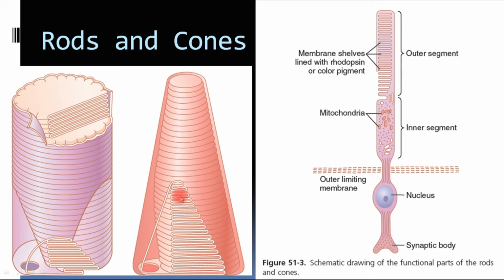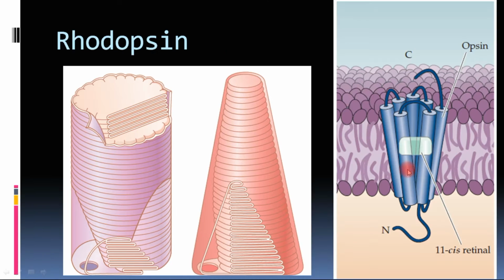Color pigments are present in the cones and rhodopsins in the rods, and these are the photosensitive pigments. In this video we are going to discuss the photochemistry of rods and rhodopsin only. Color vision and the color pigments will be dealt with in the next video. So let us begin with rhodopsin.